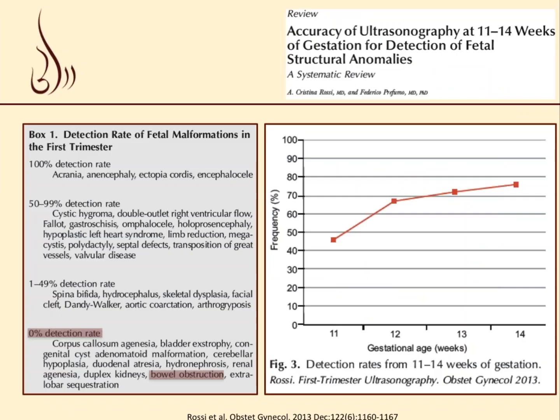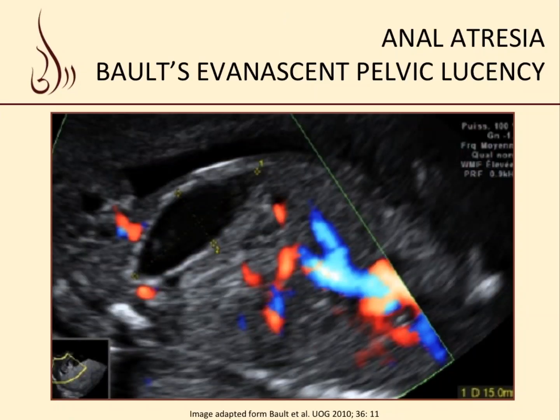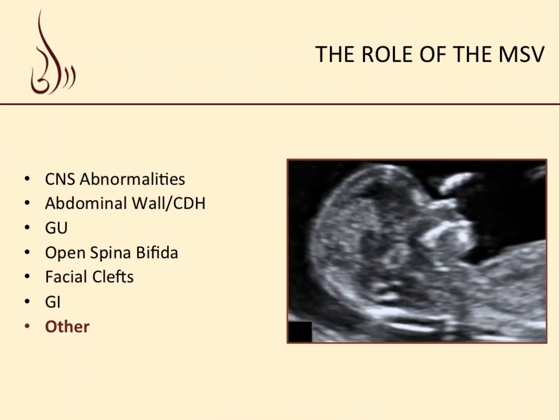And in Rossi's group, this is in the 0% detection rate. However, in 2010, a group in France with Professor Bolt looked at what they called the evanescent pelvic lucency. And how they described this is when you have a mid-sagittal view of the fetus, you will see a large pelvic cystic structure that tends to disappear in the second trimester. And they found that this is associated with anal atresia. And so if you see a large pelvic lucency that disappears in the second trimester, this may herald anal atresia.